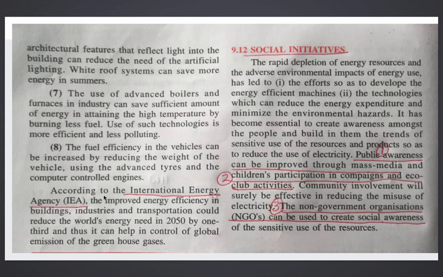Now there is one more full form, IEA. What's that? It is International Energy Agency. Let's pay attention to what it talks about. According to the International Energy Agency, improved energy efficiency in buildings, industries, and transportation could reduce the world's energy need in 2050 by 1/3, and thus it can help in control of global emission of greenhouse gases. You all understand greenhouse gases, methane, carbon dioxide, these all are there. So we can reduce the increase in these gases' emission. Okay, so this is what it is. You need to learn the full form of IEA also.